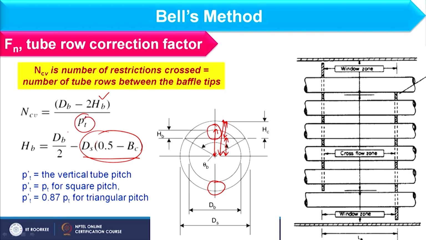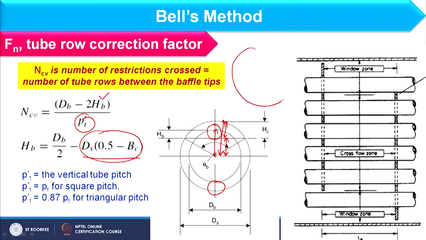Now, what is this PT dash? PT dash is basically the distance between two tube rows. If I am considering a cross sectional view of the shell like this, and if tubes are available like this. Is it possible to have triangular pitch as well as a square pitch? If a square pitch is there, this will be equal to PT, and that will be equal to PT dash as well. Now, if I am considering triangular pitch like this, so PT is this.